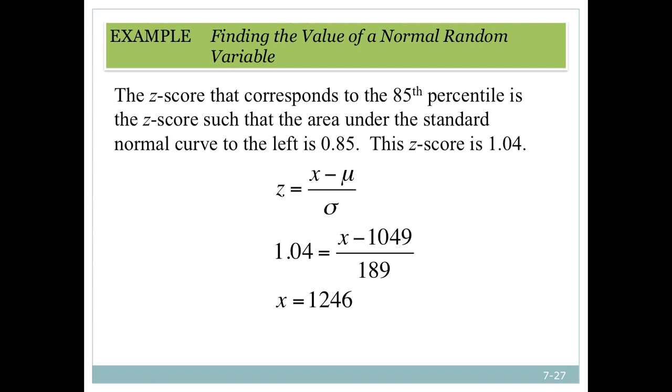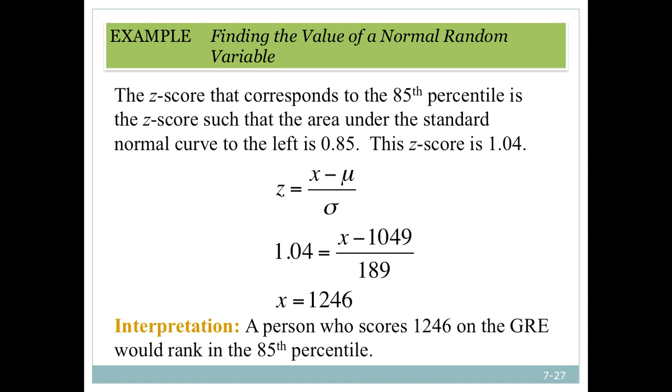And then I'm assuming that you all know how to solve this type of an equation. All you have to do is multiply both sides by the denominator and then add the value of 1049. And you get a value, this is rounded, but a value when rounded to the nearest whole number that is 1,246. So that means that a score of 1,246 puts someone in the 85th percentile, meaning that they did better than 85% of test takers, and only 15% of test takers did better than that person, which is what I just said here. A person who scores 1246 on the GRE would rank in the 85th percentile.